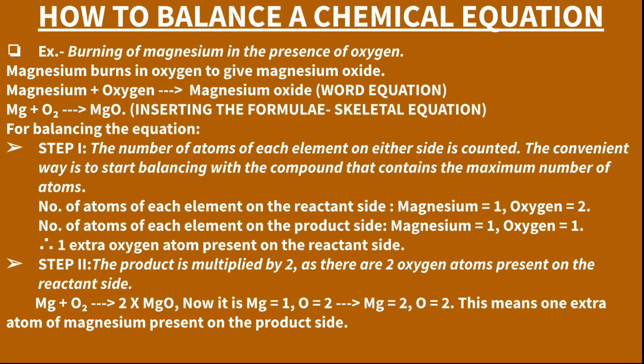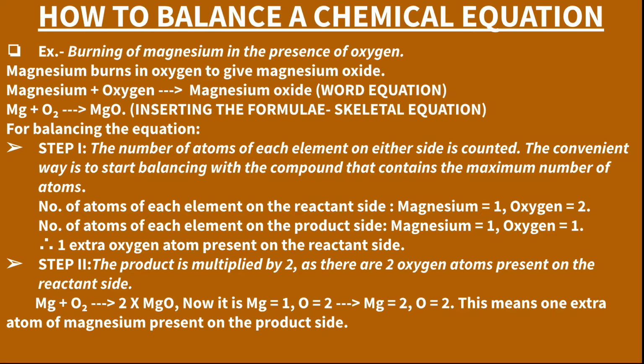Then after we insert the formula, the skeletal equation will be Mg plus O2 gives us MgO. This is a skeletal equation because it's not balanced. So for balancing this equation, the first step we need to follow is that the number of atoms of each element on either side is counted. That is, on the reactant side and the product side, the number of atoms is counted. The convenient way is to start balancing with the compound that contains the maximum number of atoms.